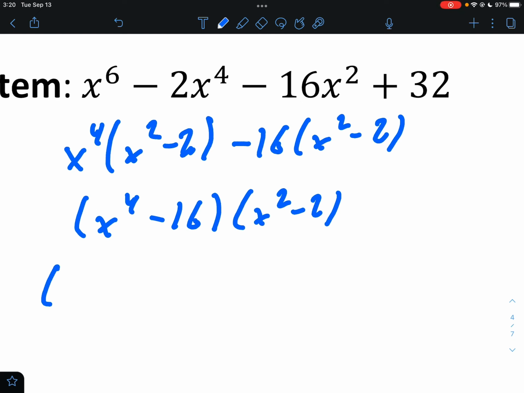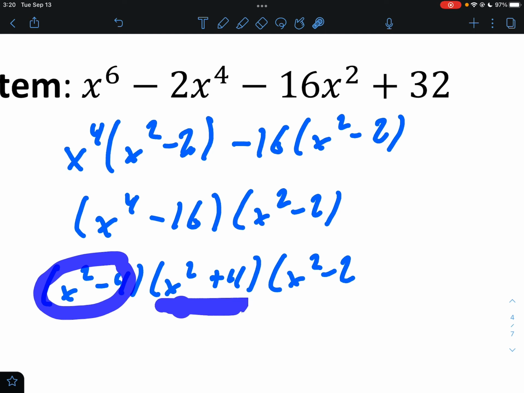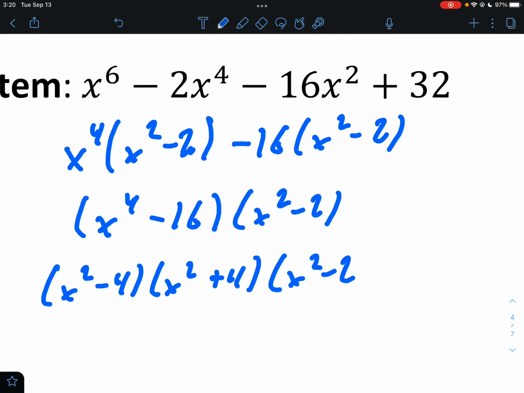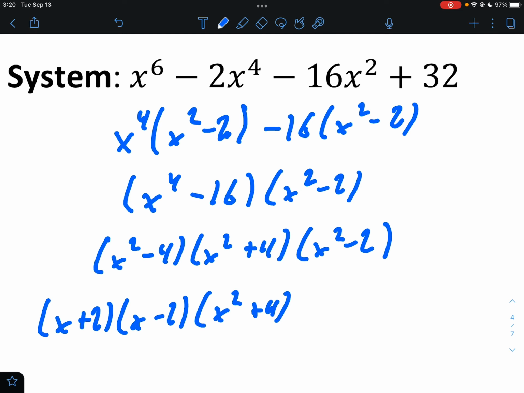For the first part, I can factor to x squared minus 4, x squared plus 4. Can I factor this more? I sure can. Can I factor this more in rationals? No, I cannot. So this part is done as well. But finally, I can do x plus 2, x minus 2 times those other two factors. And that is how we'd factor this in the rational real number system.